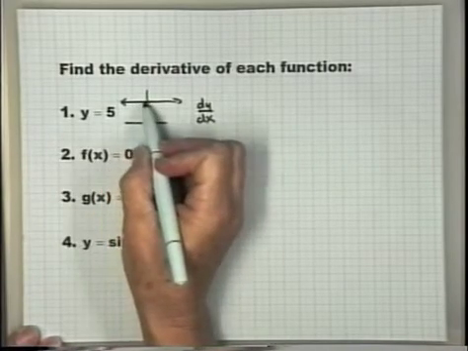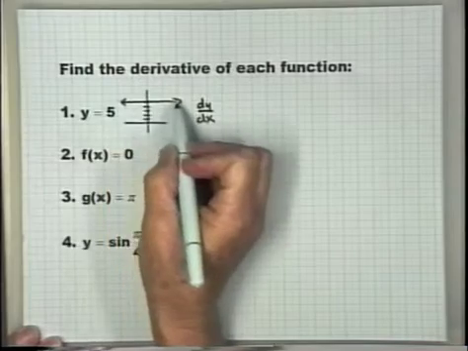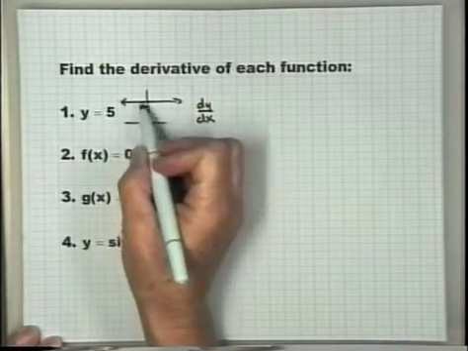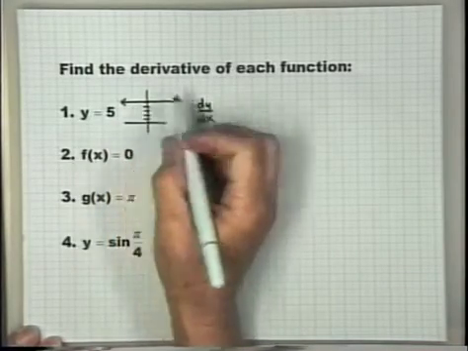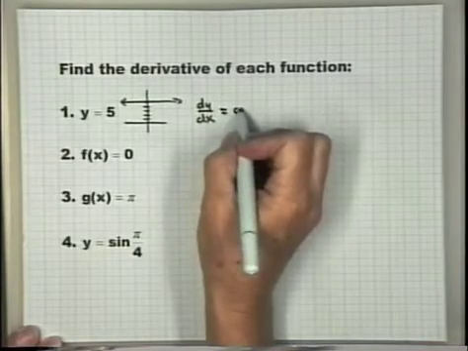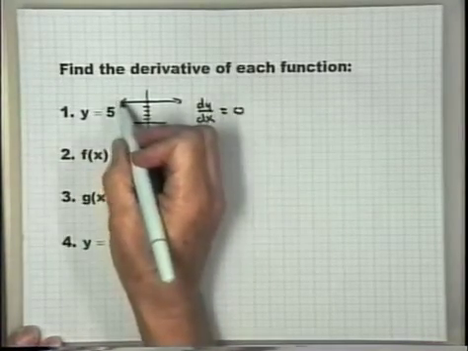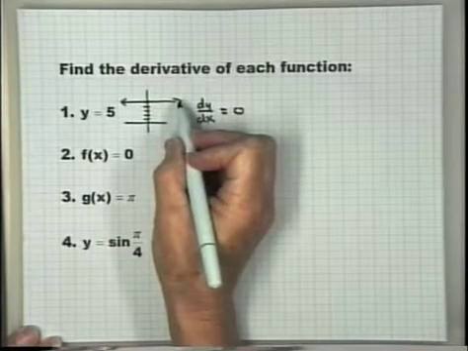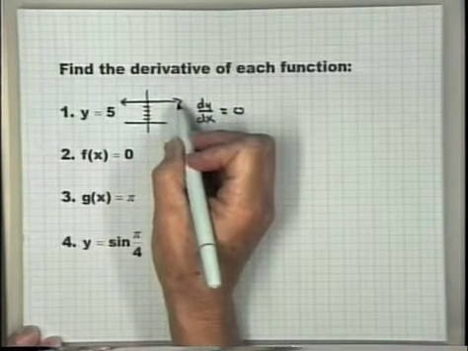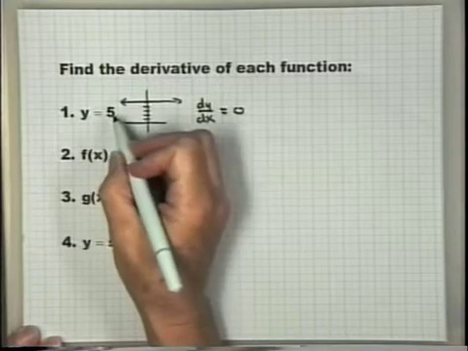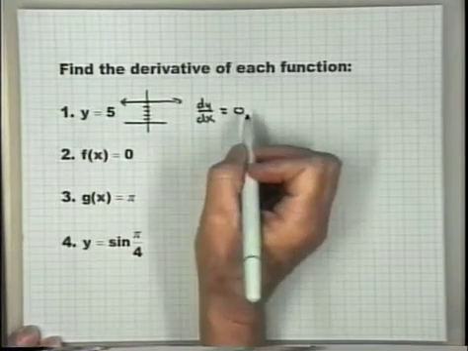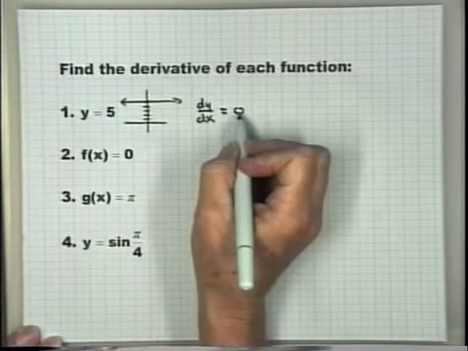What is the slope of a horizontal line everywhere? Well, you might recall that it's 0, isn't it? So it makes sense for us to say that the derivative of this function is 0 because the slope of this function is 0 everywhere on that curve. And so applying the rule, this is a constant. The derivative of the constant is 0.